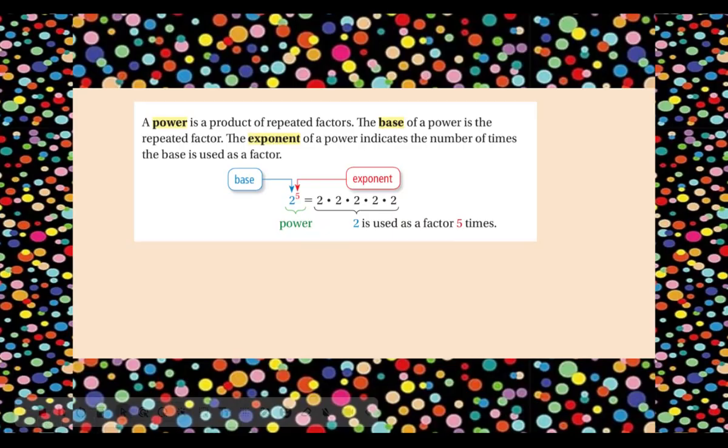A power is a product of repeated factors. The base of a power is the repeated factor. So here we have a base of 2. The exponent is 5. The exponent shows the number of times the base is used as a factor. So here 2 to the 5th is the power, and then 2 times 2 times 2 times 2 times 2 is 2 used as a factor 5 times, okay?